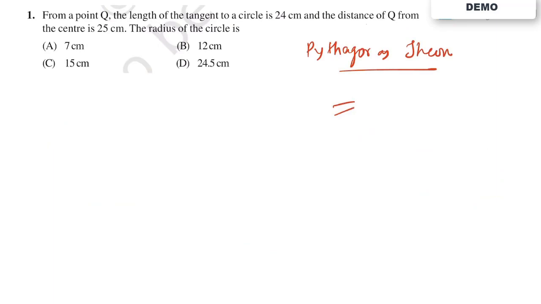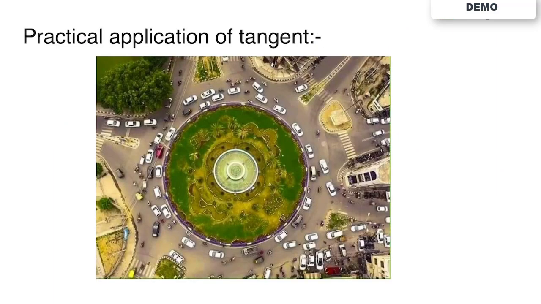Okay, so your friend would be asking you that you are studying tangent, you are just wasting your time doing all these things in maths. What is the practical application? So you might be visiting any market and you have seen this thing. What is it called? It is called a roundabout. It is a very wonderful practical application of the tangent. And why it is a practical application of tangent, let me just tell you.